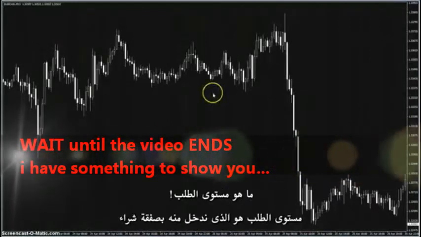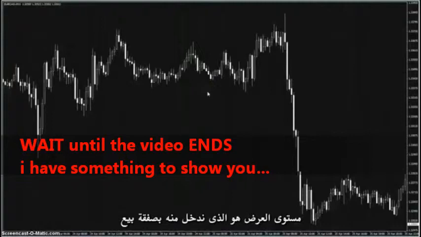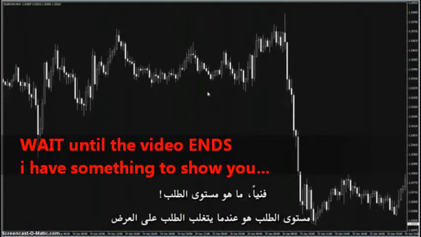So what I'm looking for is, again, supply and demand levels. Now, what's a demand level? Well, a demand level is where I'm looking for a long. A supply level is where I'm going to look for a short. Technically, a demand level is where demand overwhelms supply. A supply level is where supply overwhelms demand.